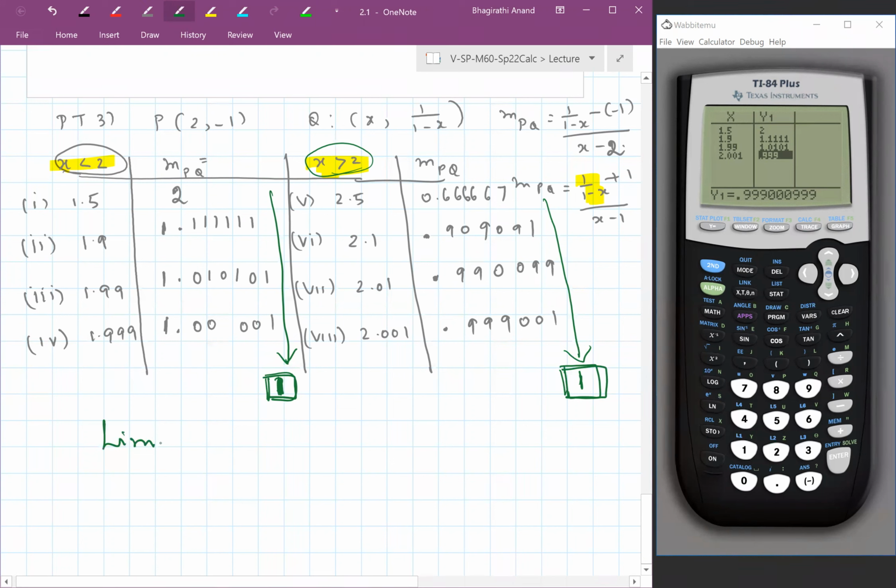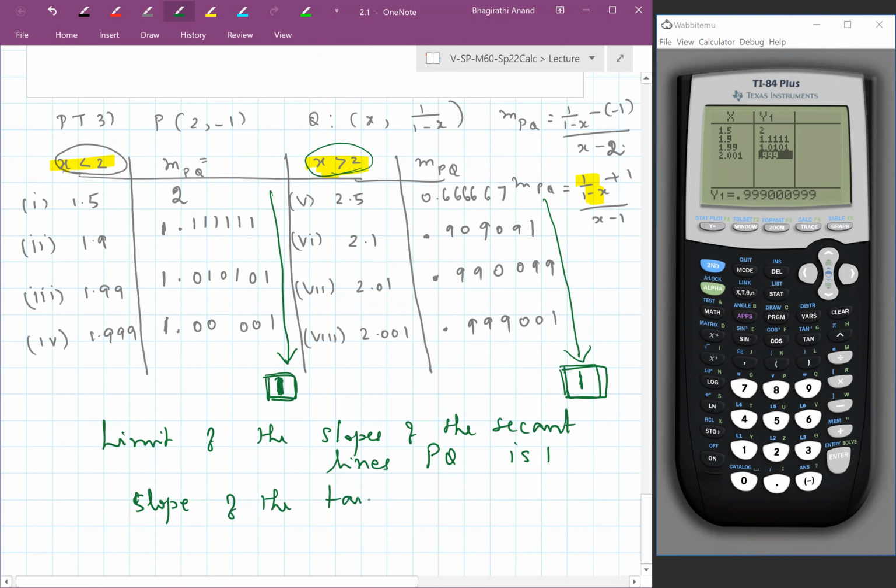So the limit of the slopes of the secant lines PQ is 1. In other words, the slope of the tangent line at P, in this case (2, -1), is 1. So the slope is 1.